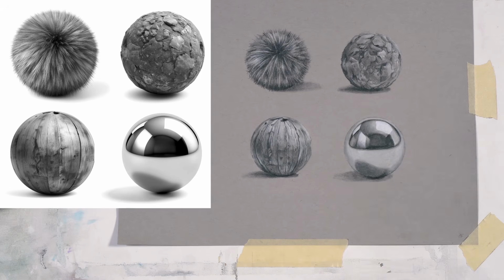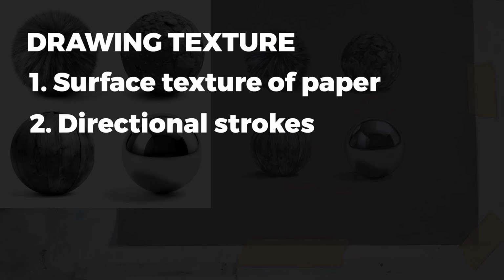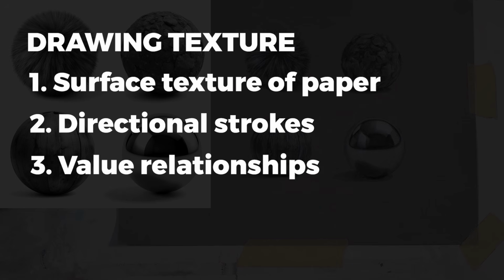Now we've had a look at drawing 4 distinct textures with graphite and white charcoal. Just remember, to create the illusion of texture, you need to consider the surface texture of the paper, the directional strokes that you make, and the relationships of values.